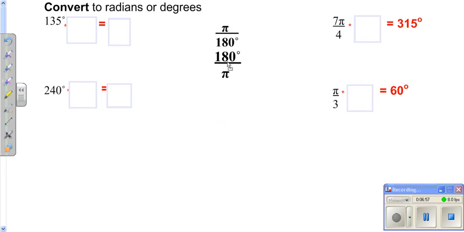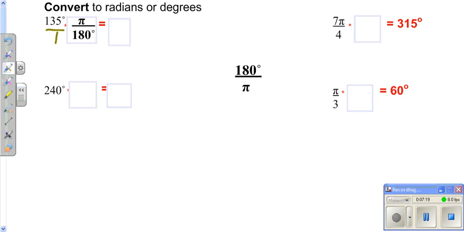Let's consider this first one. Suppose we multiplied by this. We're trying to eliminate our degrees, getting our degrees to drop. But here we'd end up with degrees on the top times degrees on the top, which would give us degrees squared. They don't drop. So let's try the other one. This one here, you'd have degrees on the top of your fraction up here. You'd have degrees on the bottom down here. The degrees here would drop with the degrees here. And so then we end up with 3 pi over 4.